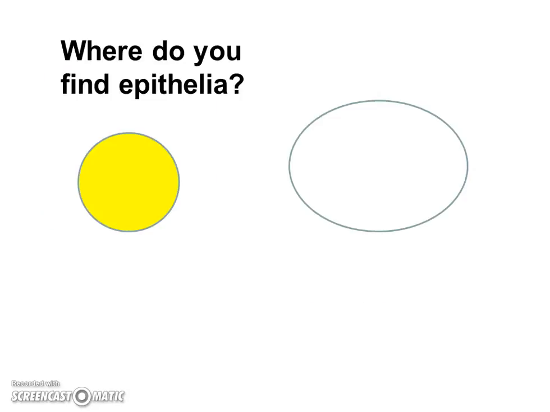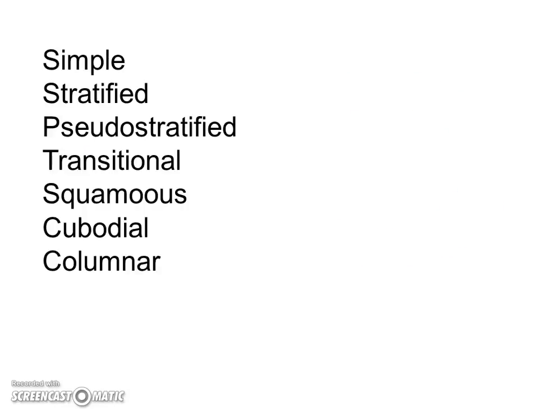So where would you find epithelia if you were looking under the microscope? Epithelia covers, so you would find it around the outside of an organ, or it lines cavities, so you would find it inside of the cavities. You also find it making up glands.